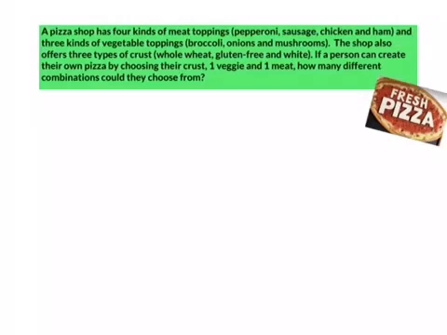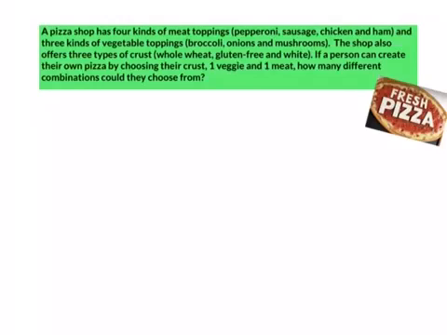A pizza shop has 4 kinds of meat toppings: pepperoni, sausage, chicken, and ham, and 3 kinds of vegetable toppings: broccoli, onions, and mushrooms. The shop also offers 3 types of crust: whole wheat, gluten-free, and white. If a person can create their own pizza by choosing their crust, 1 veggie, and 1 meat, how many different combinations could they choose from?